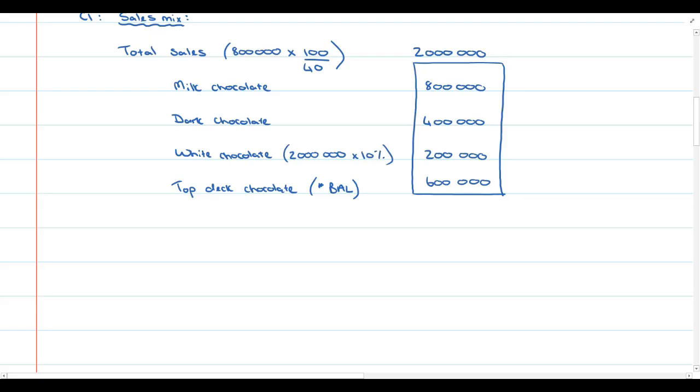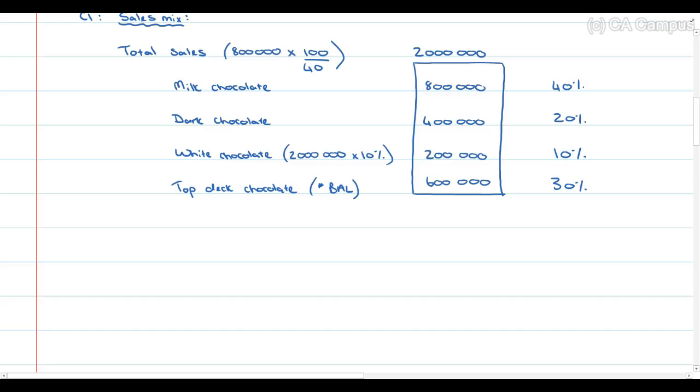So 40% of sales will be milk chocolate, and you obviously were told that that's 40%, but you can prove the calculation by saying 800,000 divided by 2 million. That will give you 40%. Then perform the same calculation for dark chocolate. 400,000 divided by 2 million is going to give you 20%. White chocolate we know is 10%. And for top deck chocolate, 600,000 divided by 2 million is going to give you 30%. So that is the sales mix.